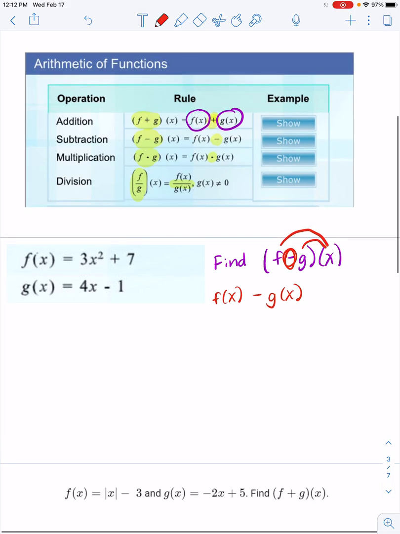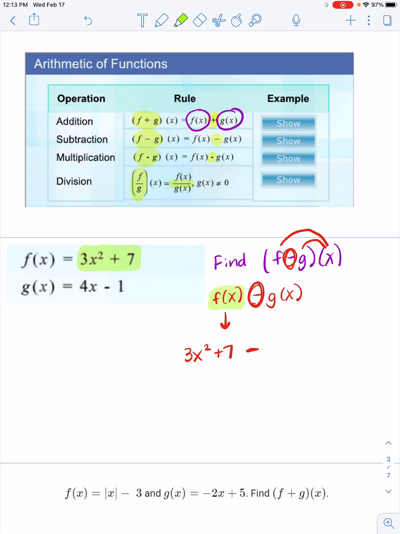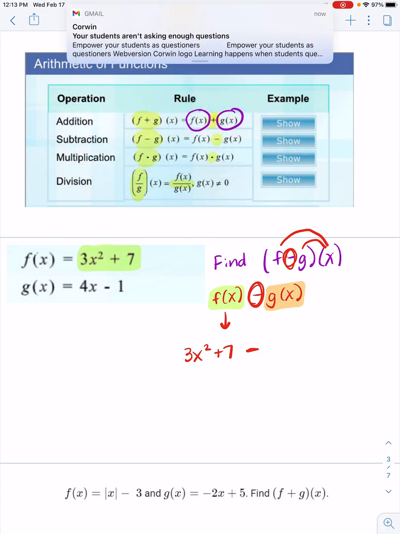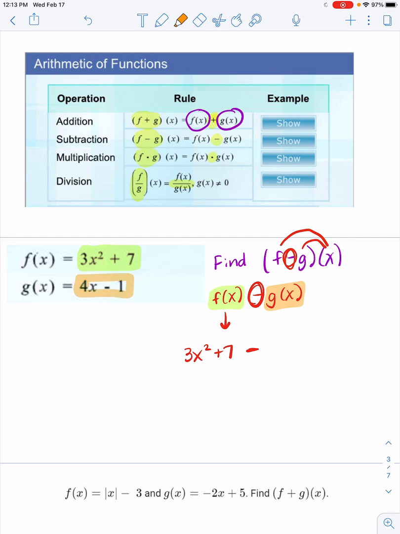Now I'm going to do some highlighting. I think that will help us keep things straight. I want the function f of x to start with, and that is this function right here. So I'm going to take all that function in green and plug it in for f of x. So 3x squared plus 7 minus, okay, we're subtracting, and then I'm going to highlight this in orange. I want g of x, which is this entire function right here. So we're substituting the expression 4x minus 1 in for g of x.